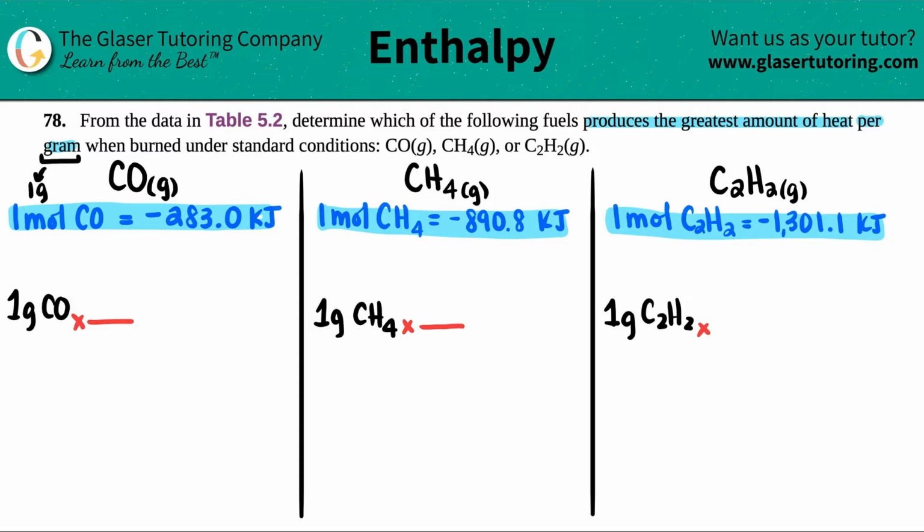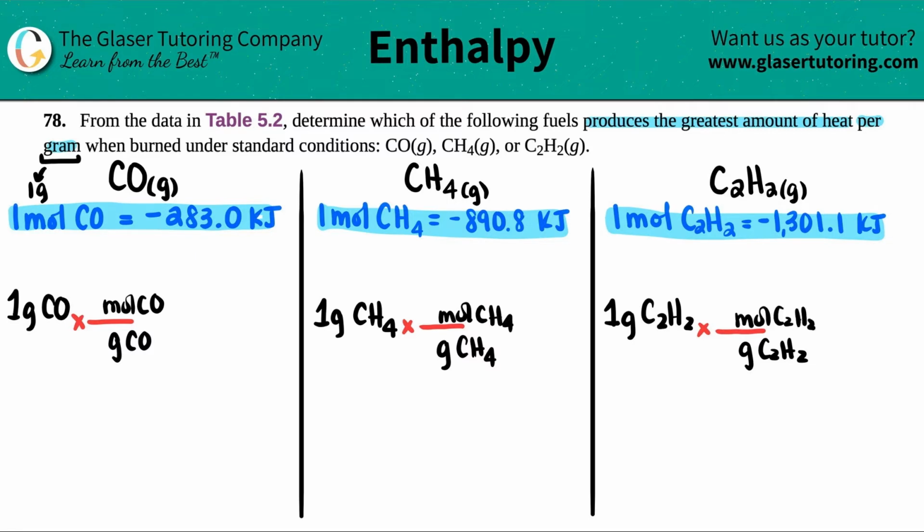I don't want grams anymore, so I'm going to throw the grams at the bottom. So grams of CO go on the bottom for the carbon monoxide, grams of CH4 go on the bottom, and grams of C2H2 go on the bottom. I want to go to moles, so mole of CO on the top, mole of CH4 on the top, and mole of C2H2 on the top. Let's just extend these lines. Beautiful.